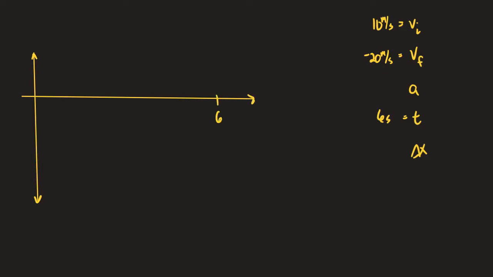So out here, 6. Here, velocity. And here, time. I'm going to go up to 10 because that's where it starts, and I want to use even increments. So down there is going to be negative 10 and negative 20.